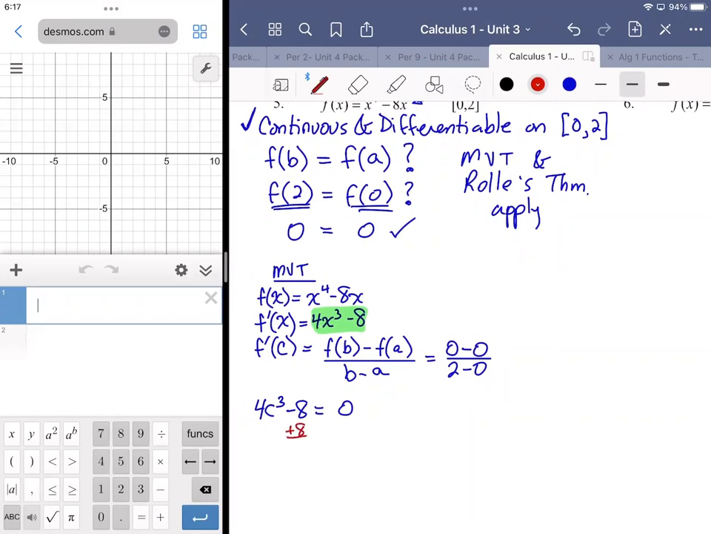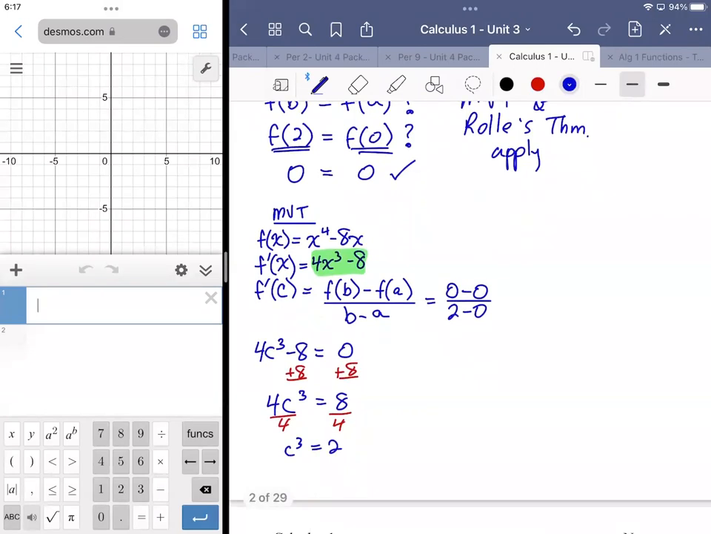So I'm going to add 8 to both sides. I'm going to get 4c cubed is equal to 8, which if I divide both sides by 4, gets me c cubed is equal to 2. So it looks like c is going to be equal to the cube root of 2. And that's fine. I mean, it's going to be some weird decimal answer, but that's perfectly okay.